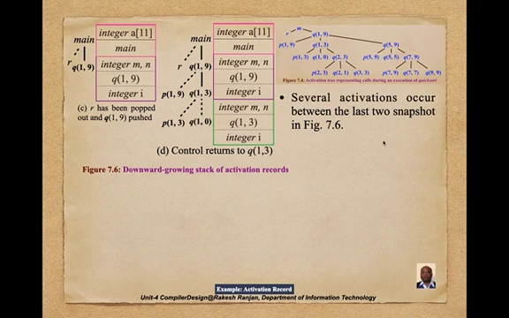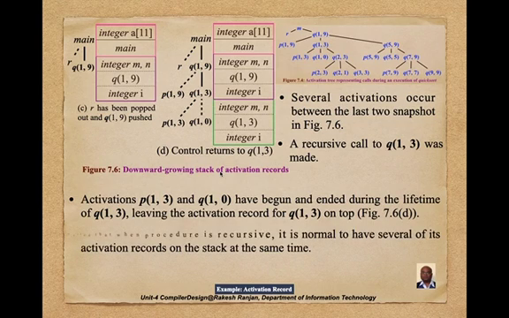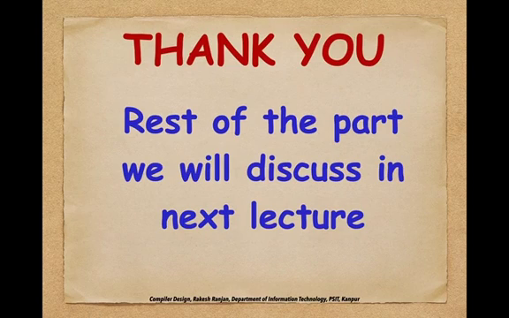Several activations occur between these last two snapshots. The number of activations is large, and we are not drawing all the snapshots here. The activations of q(1,3) and q(1,0) can be done, so you can complete them by yourself. So this part is known as the activation record, and how in sequence it returns. Thank you.